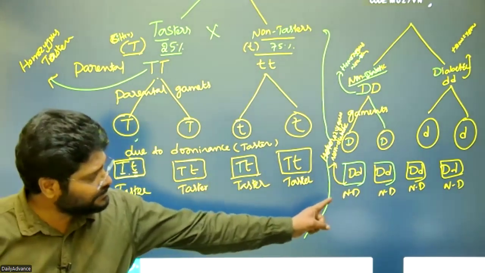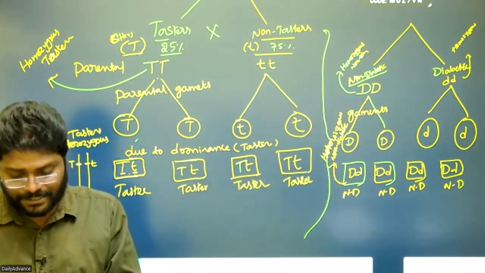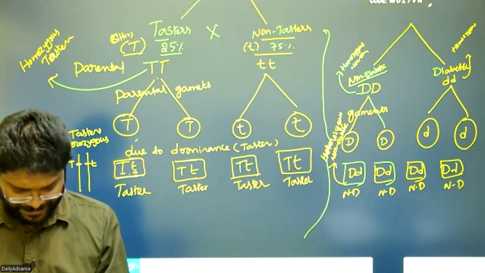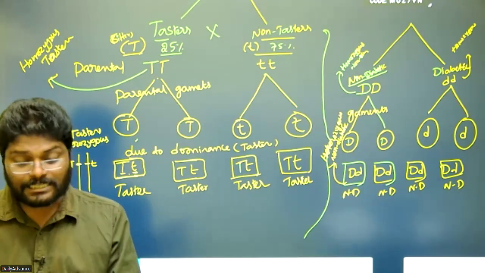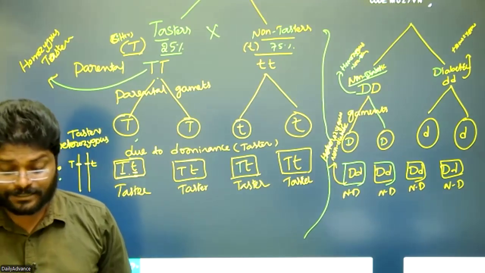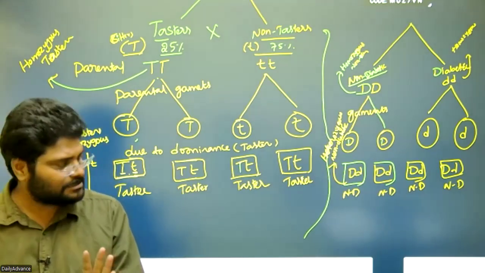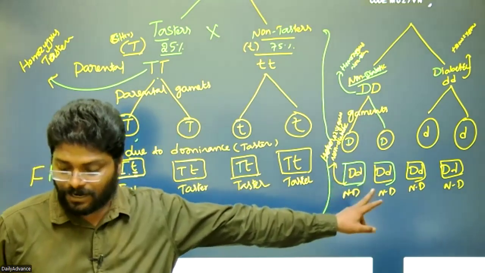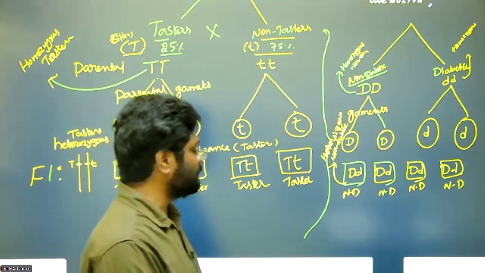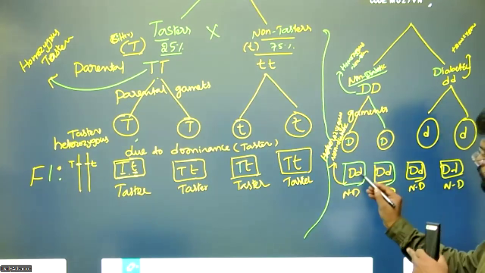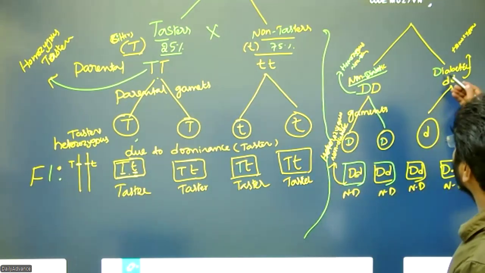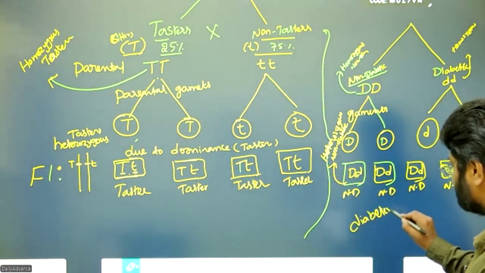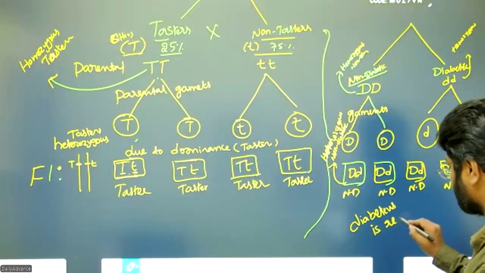But here I said that non-diabetic and diabetic are both contrasting factors, contrasting alleles. In a contrasting case, only one is expressed. The expressed one we call dominant, and the non-expressed one we call recessive. In this case, capital D is expressed, small d is non-expressed. That means small d is suppressed, so diabetes is a recessive disease.